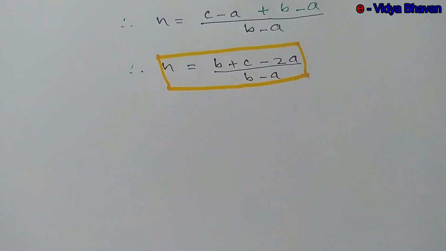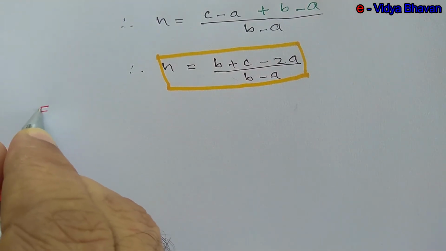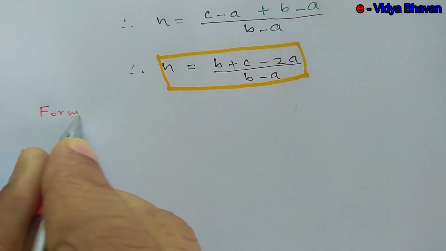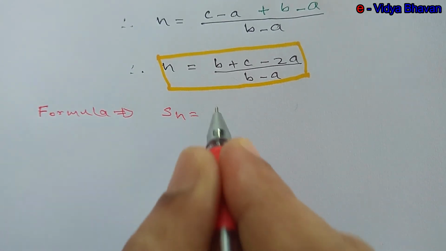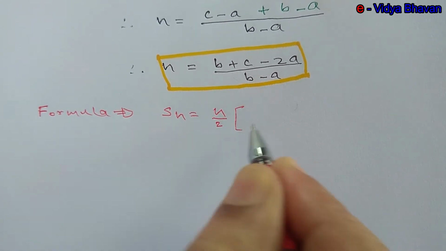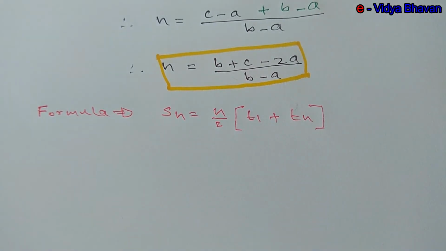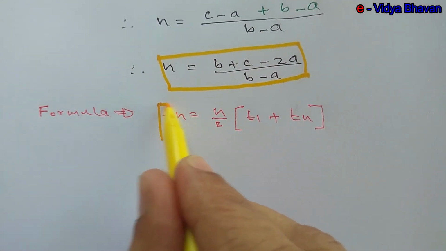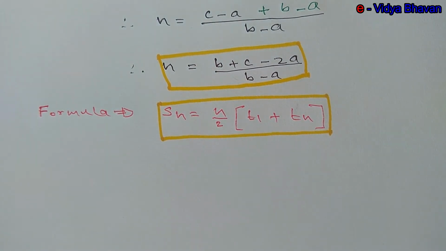Now they are interested in finding Sn. Find the sum of the terms of an AP, the Sn there it is. So we'll have the formula first. We'll be using the second formula of Sn. n upon 2 into (T1 plus Tn). Now, let us substitute the value here.